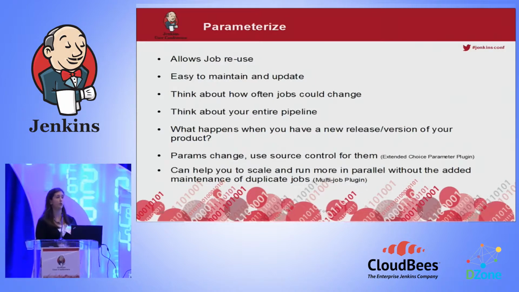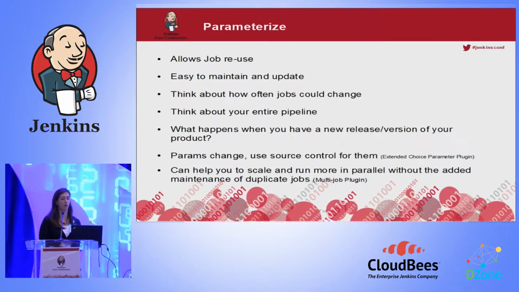Parameterization. We do a lot of parameterization in our Jenkins jobs, and essentially it allows you to reuse the job. That's really key, especially if you have hundreds of jobs. If you can get them to all go through one downstream job and just send a bunch of different parameters, and it'll do different things based on the parameters, then you only have one place to maintain and update that job, and then everything else will just work. So that's something to think about when you're designing your pipeline or your jobs on the whiteboard.